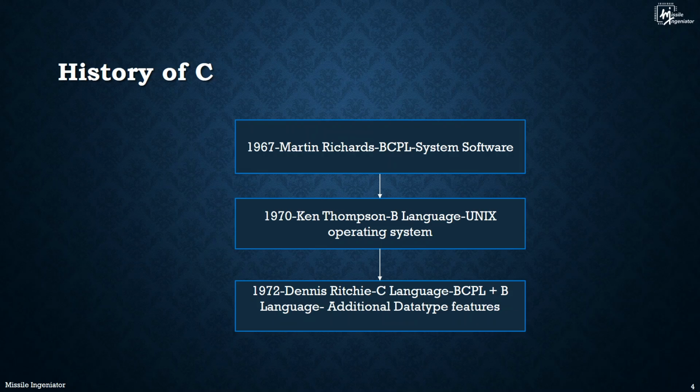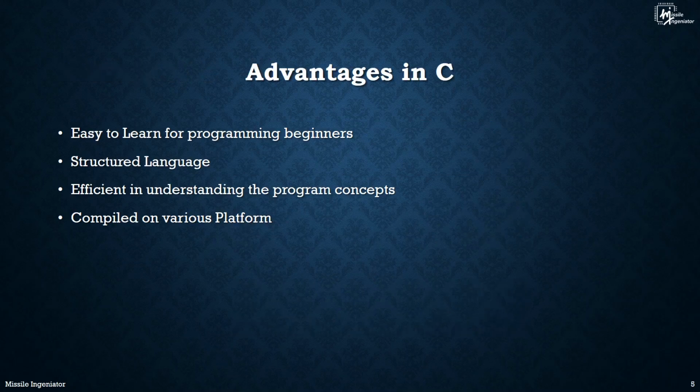Why do we need C, and what are the basic advantages of C? It's a very basic learning language for beginners. Whoever is new to programming can understand the basic level of programming with C. It's a fundamental language: if you want to learn C++, Java, or Python, or any of the newer languages, starting with C is basic, and you can understand all the further advanced programming languages.